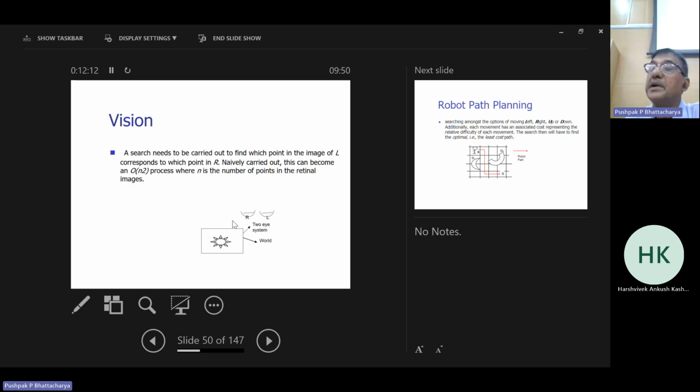Now, if there are n points in the left eye and n points in the right eye, then it is an order n square problem, right? N points have to be matched with each of the n points on the right hand side, and so on. It's called a correspondence problem. Its complexity is order n square. Now, this also requires search because given any point in the left retina, there are n possibilities in the right retina. No? Correct. So this search problem is solved by the brain internally for many things, one of them being a sense of depth computation.